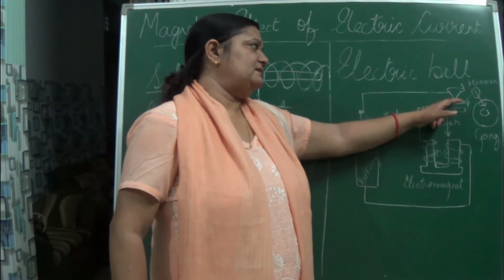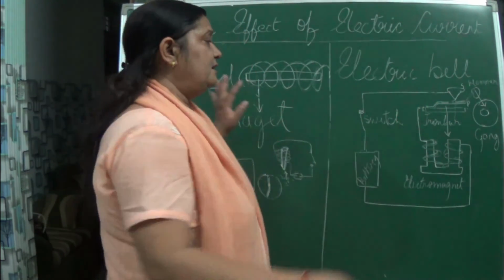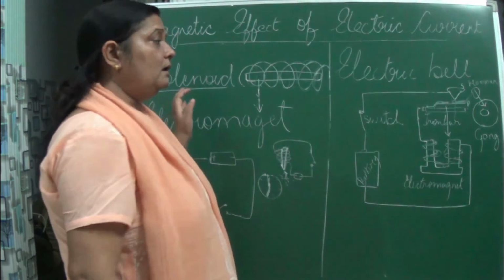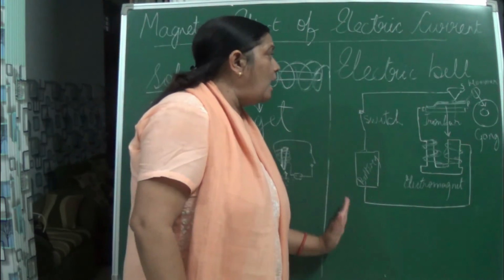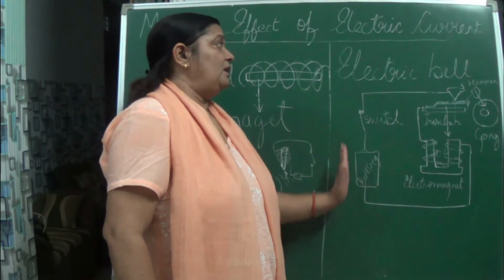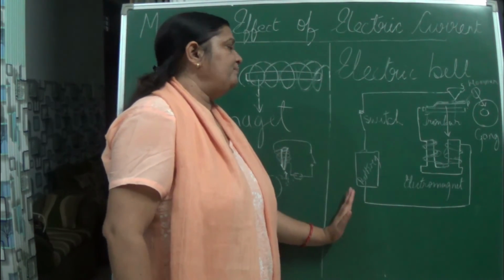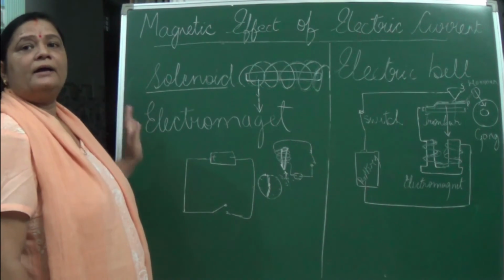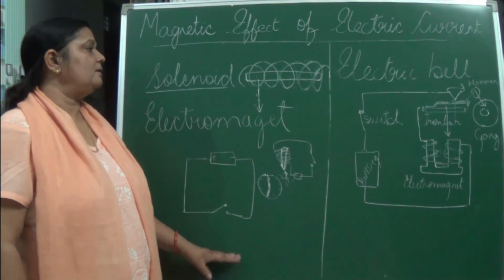And when it gets connected to the screw, naturally electricity starts passing again and you can hear the bell. This is how an electric bell operates. So this is all about electric current and its effect.